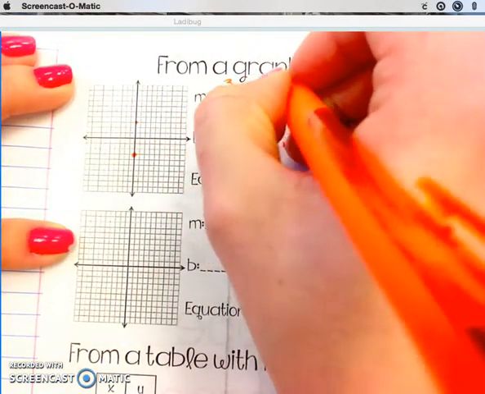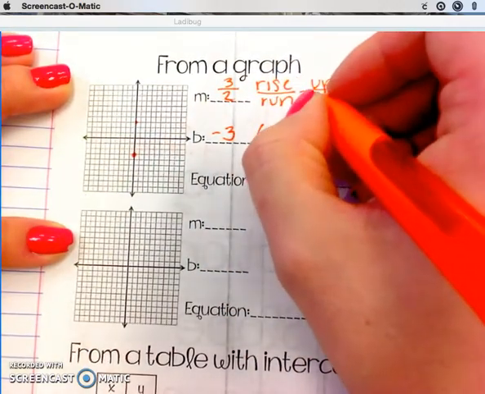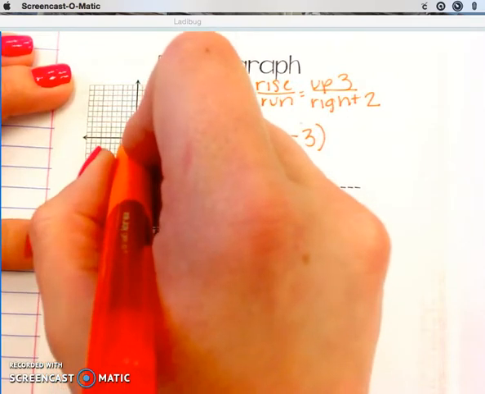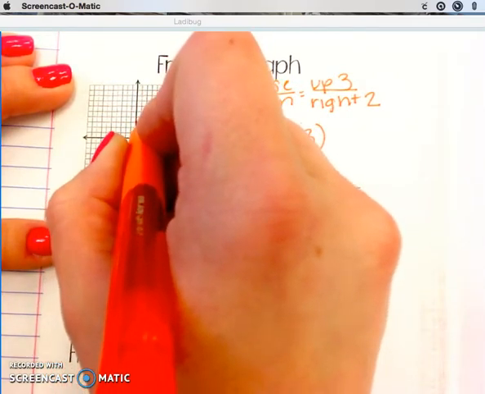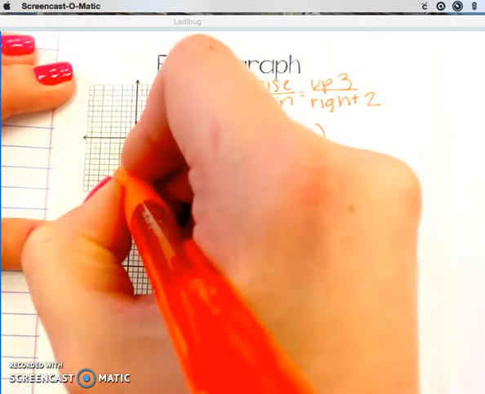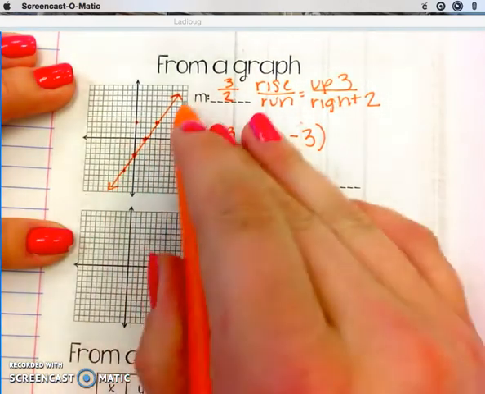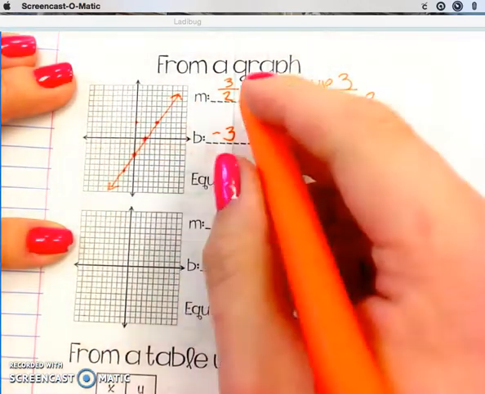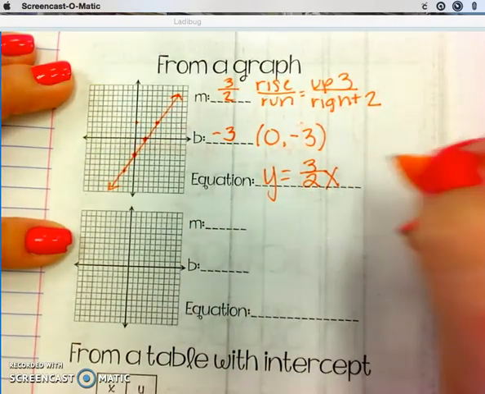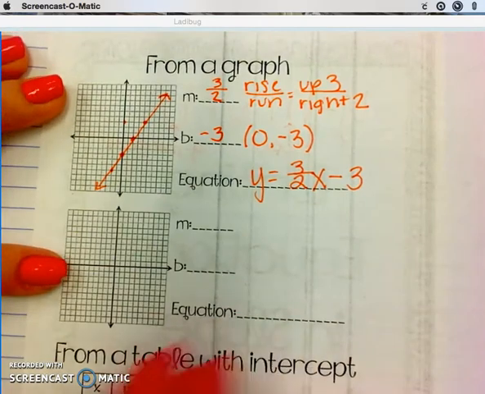And then I follow my slope. Slope on a graph is rise over run. So I'm going up 3 because it's positive, and right 2 because that's positive. So I'm going up 3 and right 2, up 3 and right 2, or you could have gone down 3 and left 2, and you could draw your line. Now this graph has two parts. We have that slope. This goes in the m place, 3/2, leave the x, and my intercept is -3, so it's minus 3.